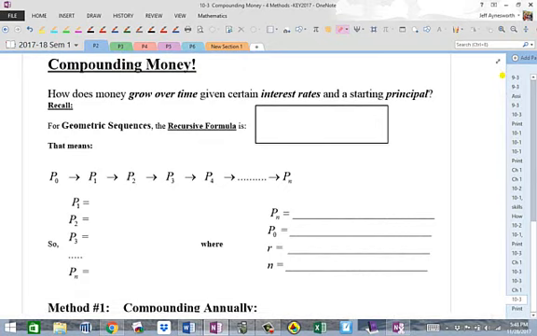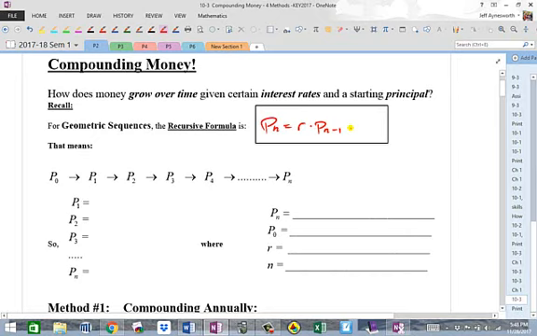Okay, so let's do a little review here. We already know that for geometric sequences, the recursive formula is p sub n equals r times p sub n minus 1, where p sub n minus 1 represents your previous population or previous term. In this case, our populations are going to be with respect to money. They represent the money that is growing over time, or the amount after one transition.